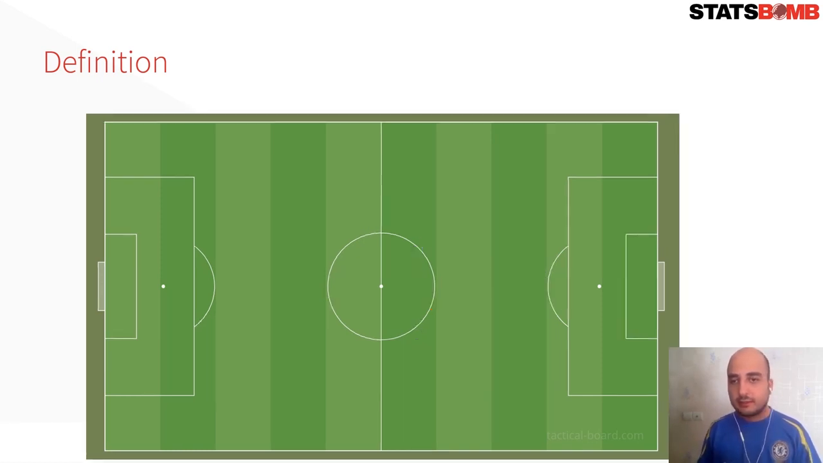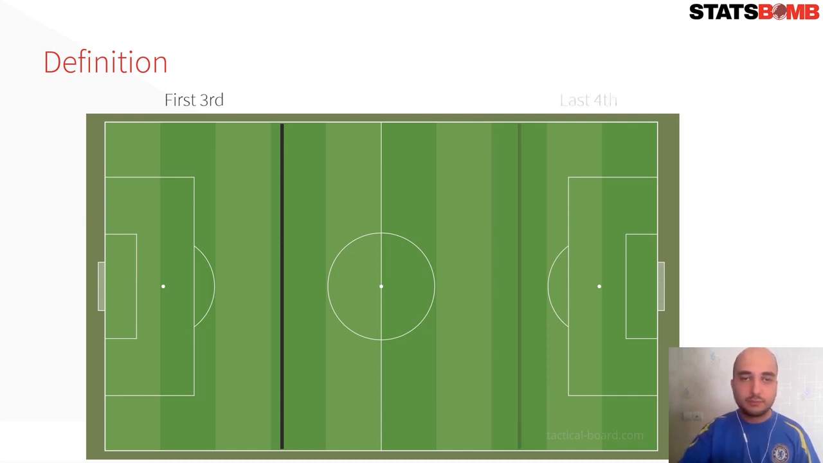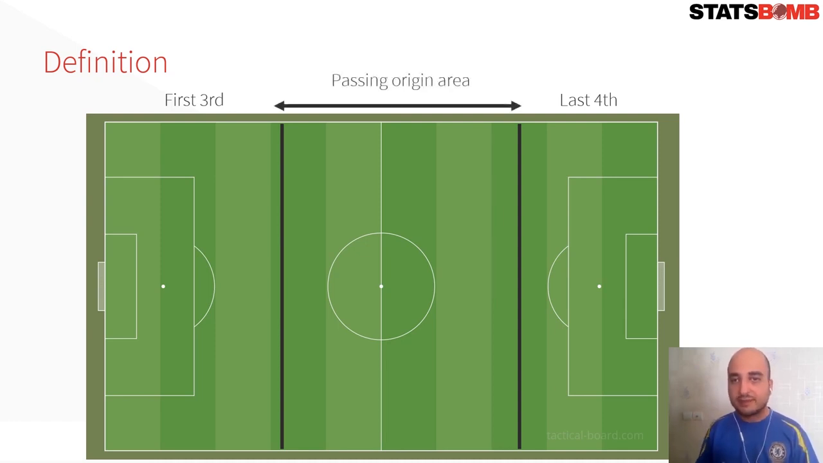Since these kind of passes can happen all around the pitch, they can happen when you are in your build-up and in your first third of the pitch. They can also happen when you are very close to the opponent's goal and getting into the box. But for this study, we are only interested in the passes that have the start location above the first third of the field and also before the last fourth of the field.